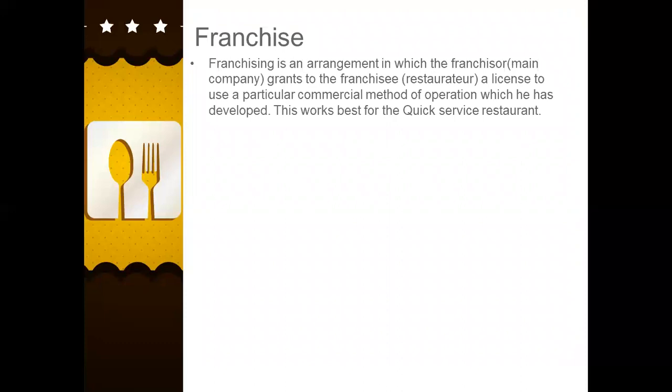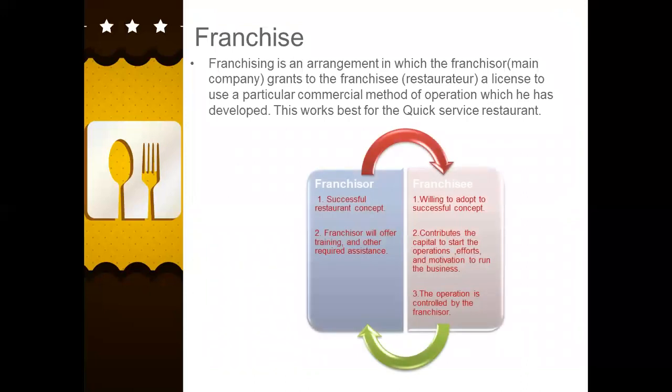Now here we are talking about two parties. We are talking about a franchisor and we are talking about a franchisee. So let me explain this. A franchisor has a successful restaurant concept and he is willing to offer training and any other required assistance to the franchisee.